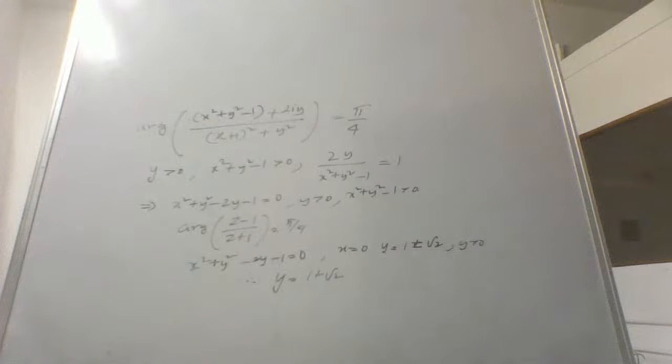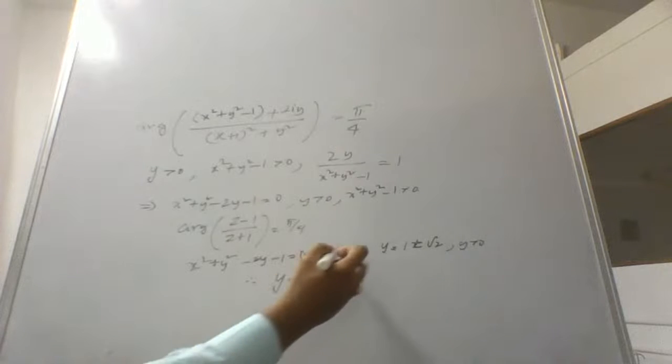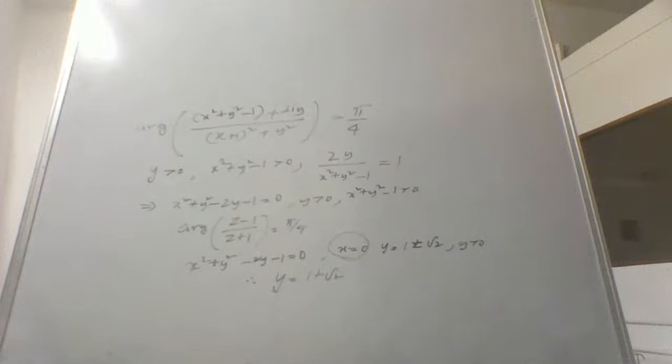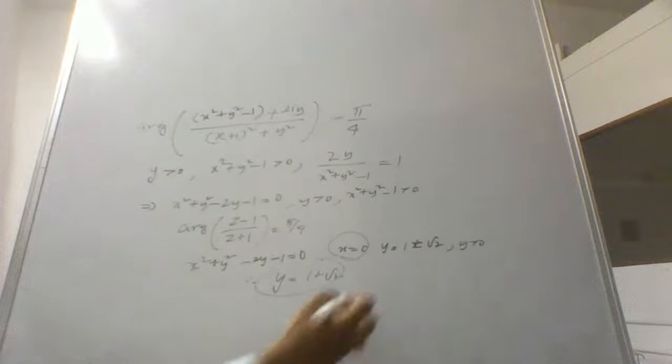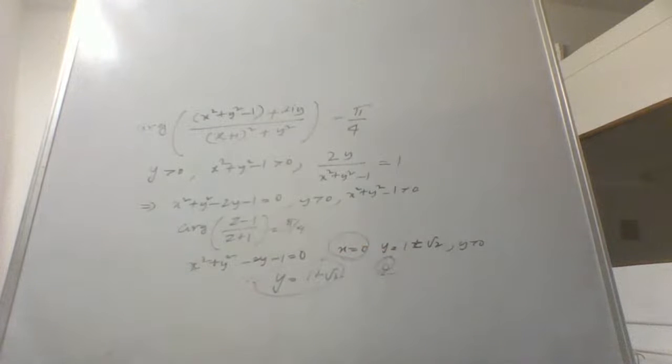I hope you understood this. The problem was given with a choice: x is equal to 0 and y is equal to root 2 plus 1. The choice is B here. Hence, we got this result. So let us move on to the next problem here.